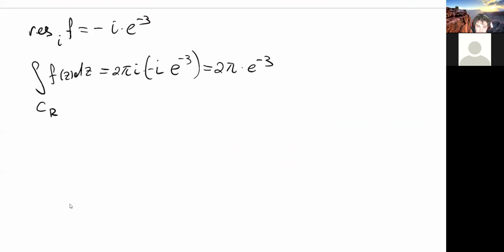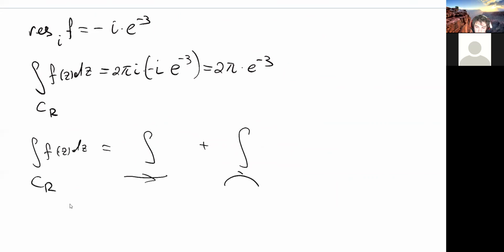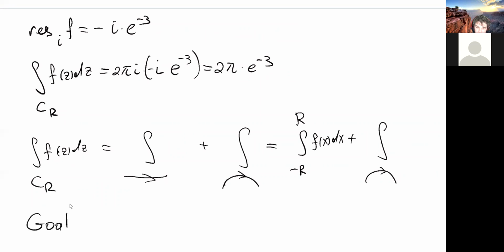Okay, now we know that the integral of f of z dz over C_R, as always, is equal to the integral over this horizontal part plus the integral over the round part. And this is the integral from minus R to R of f of x dx plus this. So my next step is to show that this second term goes to 0, as always. This second term should always go to 0 as R goes to infinity. And there's only one way we can do it, that is, we estimate.